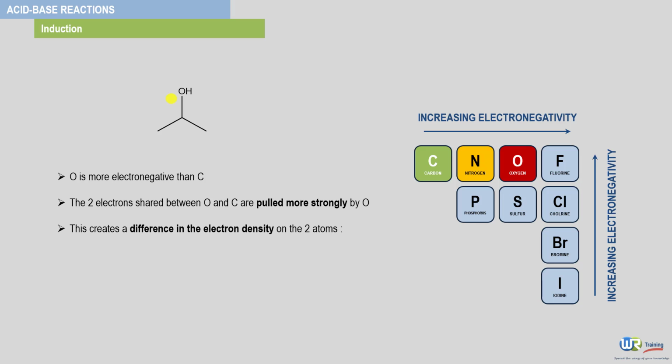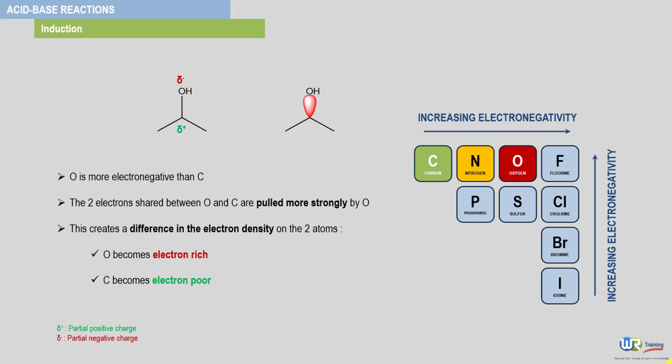This creates a difference in the electron density on the 2 atoms. The oxygen here becomes electron-rich, and the carbon here becomes electron-poor. This is usually shown with the symbol as seen here. You can also see it with this drawing here that represents the distribution of electron density, and you can see electrons are pulled more strongly by oxygen. This pulling of electron density is called induction.